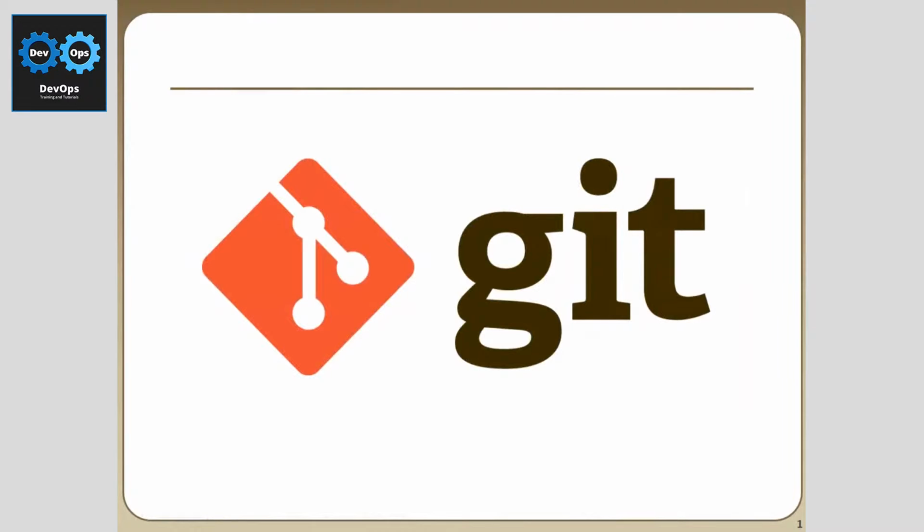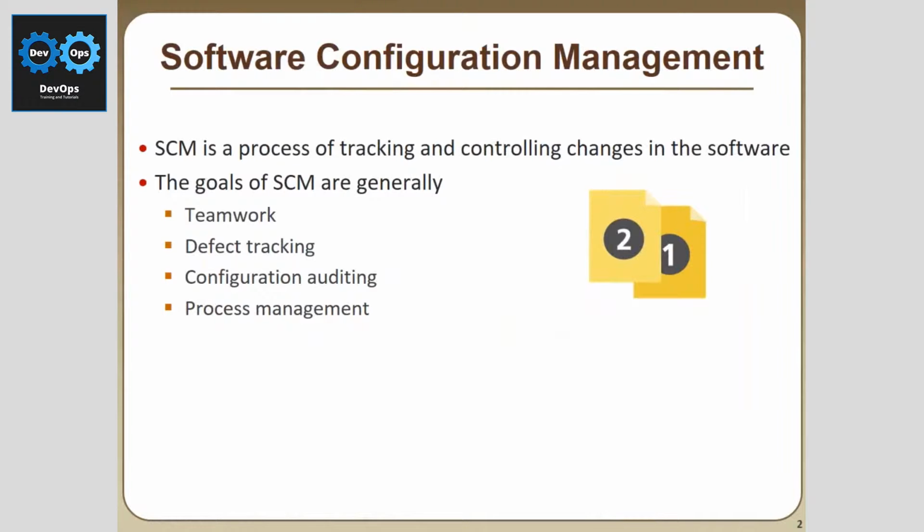So in version controlling, or what we also call software configuration management, the tool that we are going to look at and understand practically is Git. Before we get into Git, first of all, let's have an understanding of what software configuration management is.